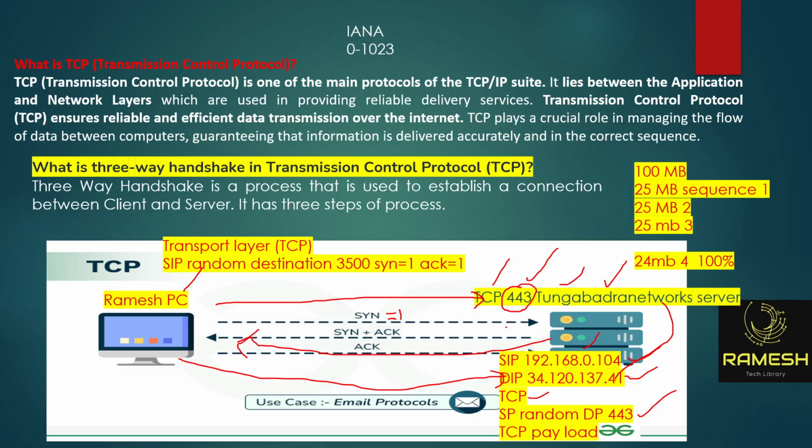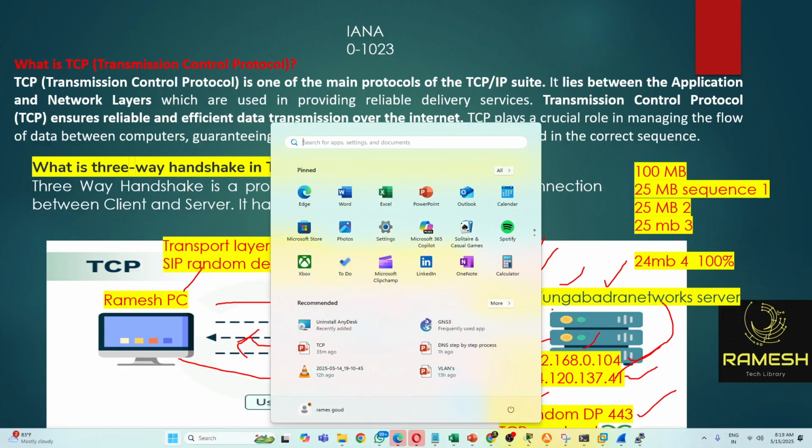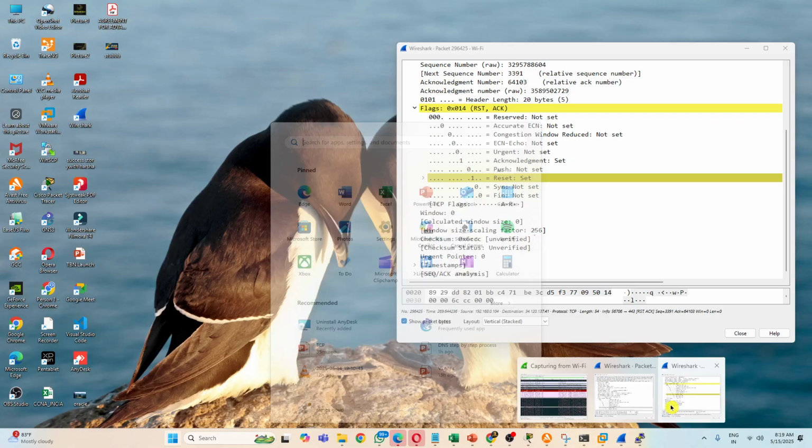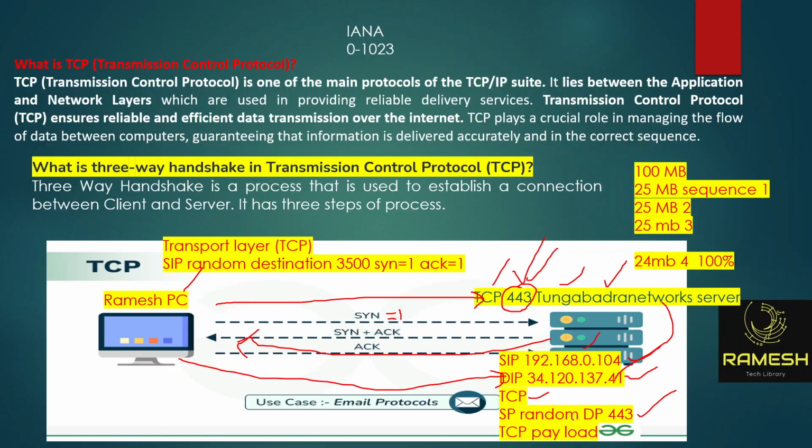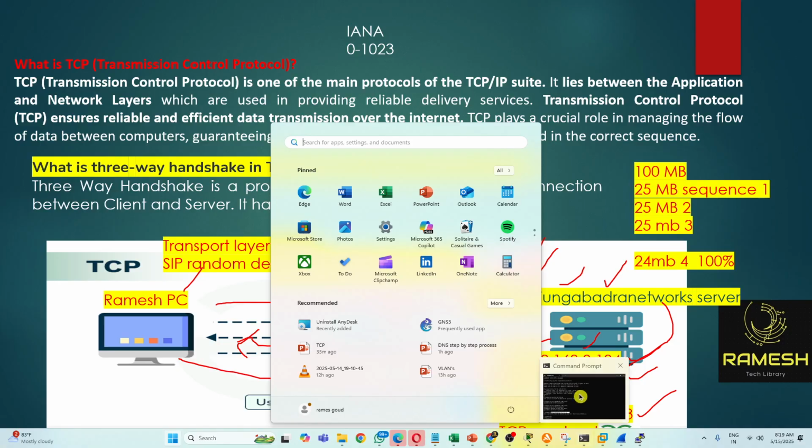In case you see the reset flag, it means maybe port 443 is not enabled, or it may be blocked by ACLs. ACL means access control list, which blocks the ports, right? So yeah, this is it. If you see the packet capture, I want to show you in a live way also. So let me try to do this.